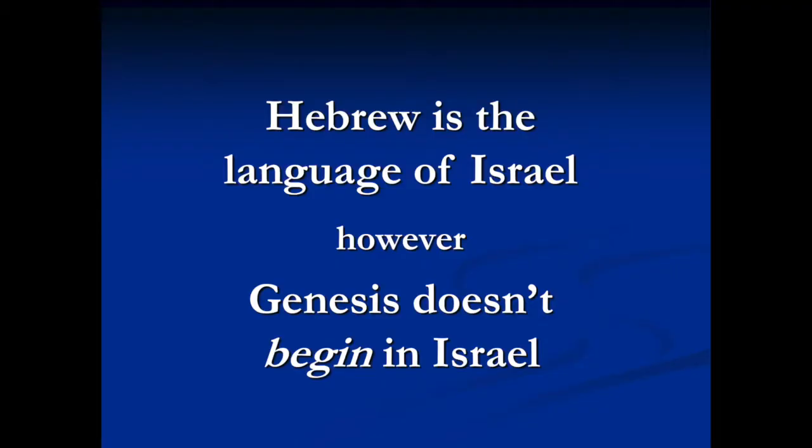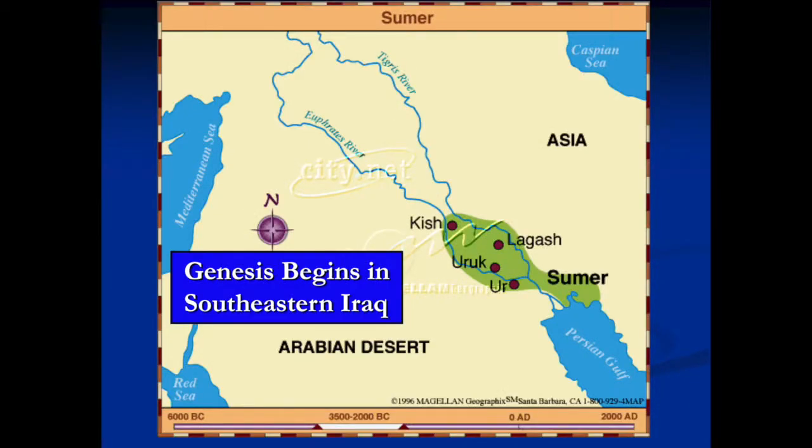Next slide. Hebrew is the language of Israel. However, Genesis starts in Iraq. So we're dealing with something even older than Hebrew here. So next slide. Southeastern Iraq, the green area, is called Sumer, actually.